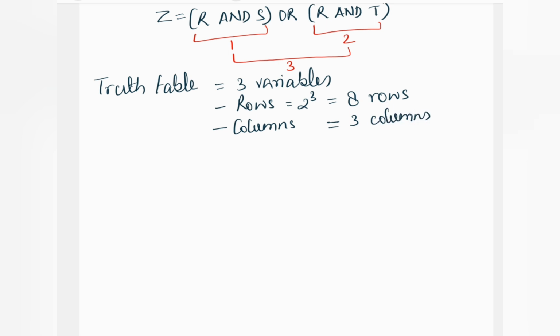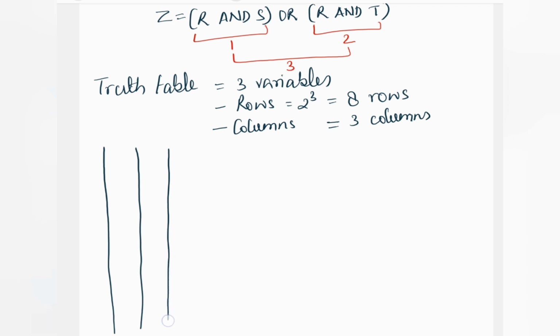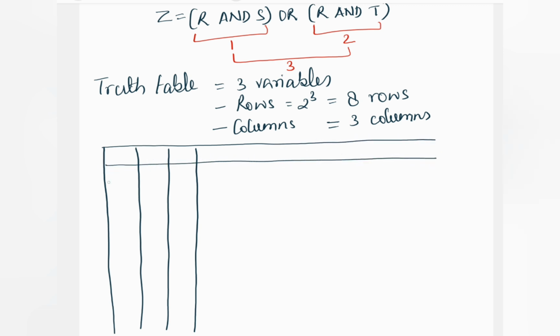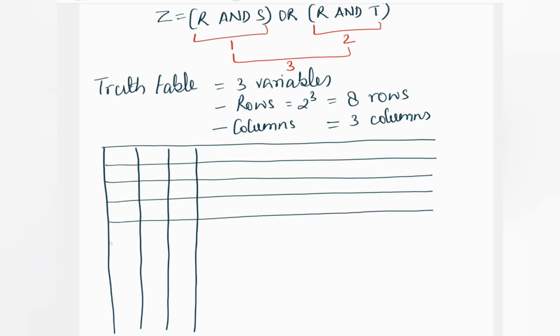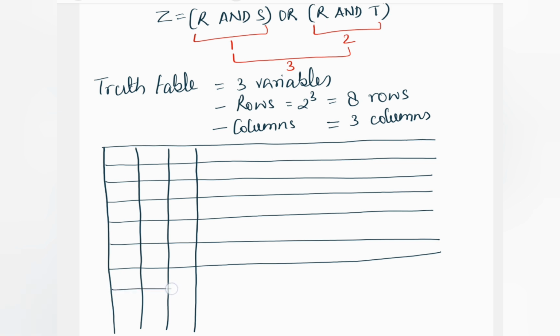So now let's make the little structure. We'll make the 3 columns for the input values first, 1, 2, and 3. And we'll be adding more columns as needed. So let's make the rows first. The first row is dedicated to the variables, and let's have the 8 rows: 1, 2, 3, 4, 5, 6, 7, and 8.